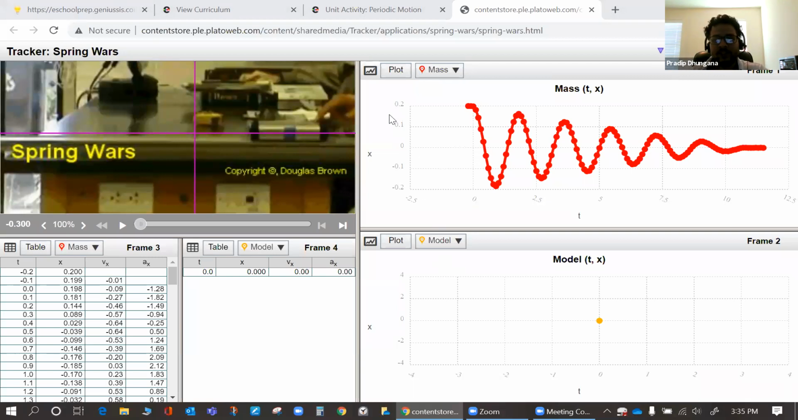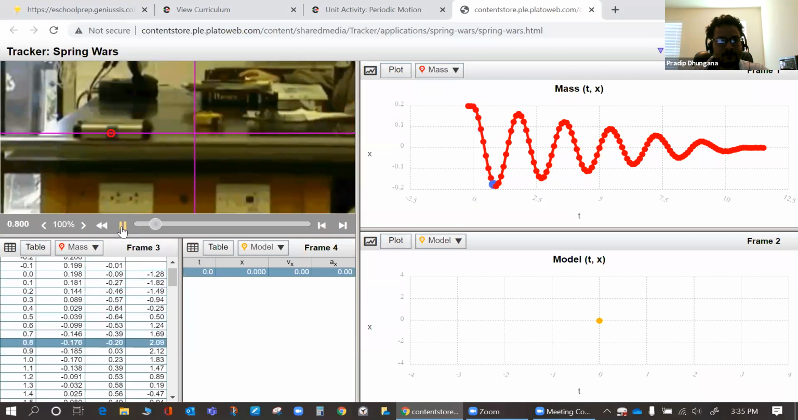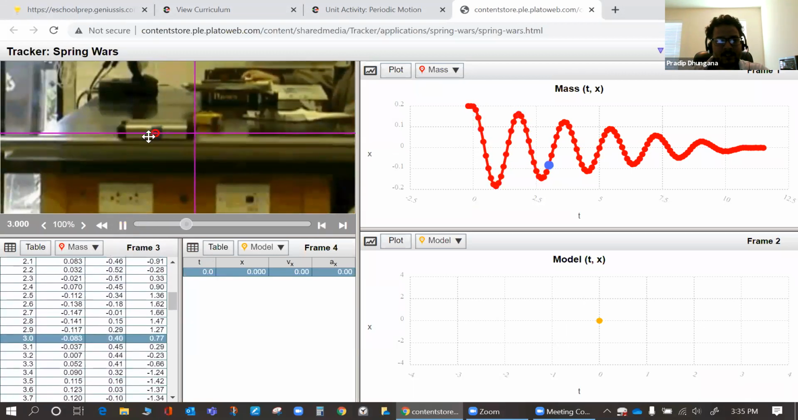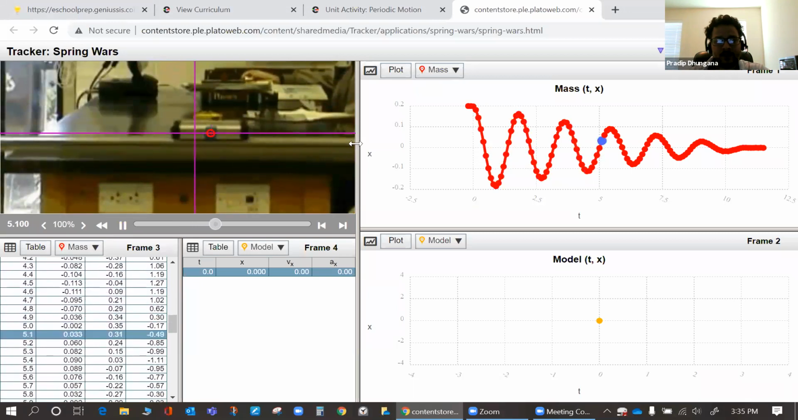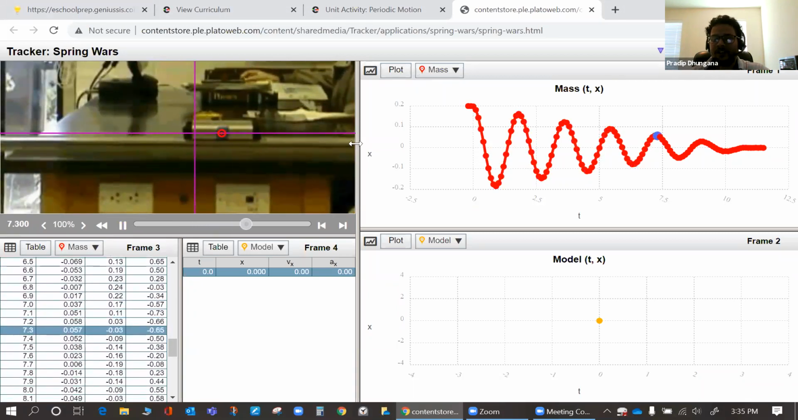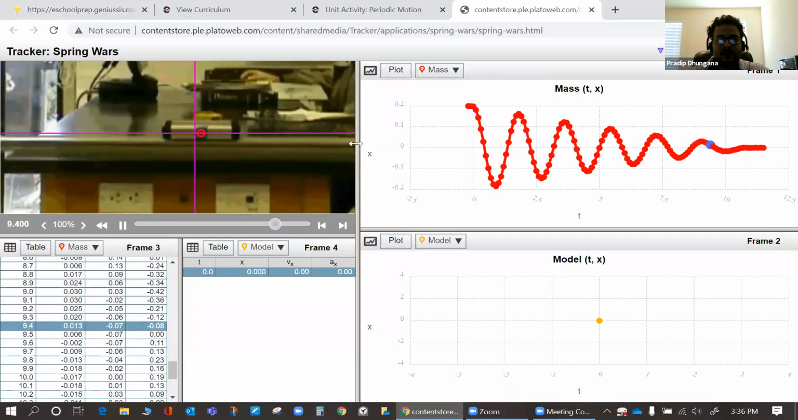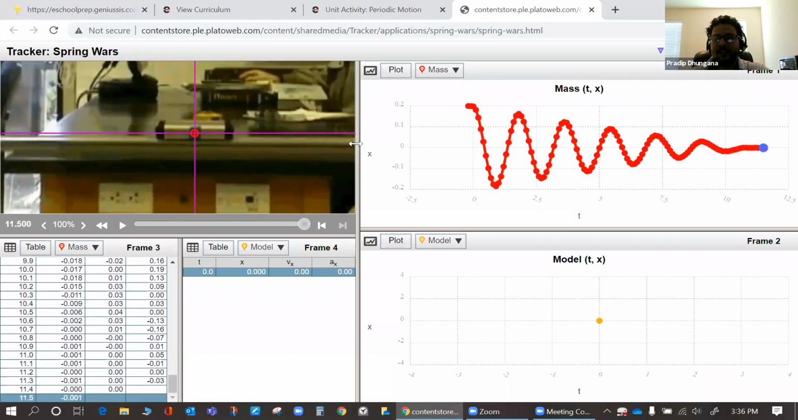You can see here the video, and then graph, table, and this one is also a graph. If I click on the play button, we can see that the cart moves forward and comes backward, and after a certain time it stops. That means its amplitude gradually decreases and stops. Now let's go back.